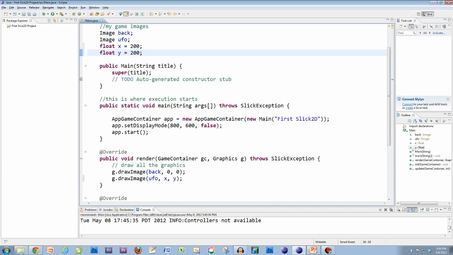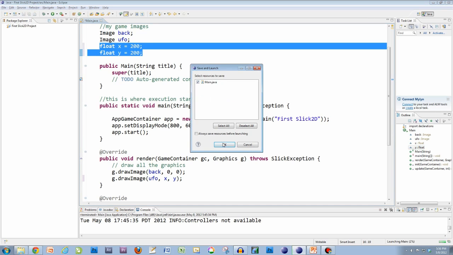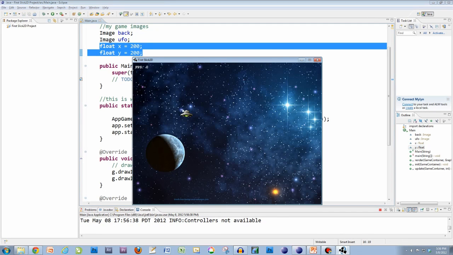Now, what that does is, right before this, I had 200, 200. Now I have x, y. Well, what's x equal to? Well, look up here. x is equal to 200. Instead of y, I used to have 200. Well, I have y now. What's y equal to? 200. So all I did was replace the 200, 200 with two variables and then set those variables each equal to 200. If I run now, I get no change.